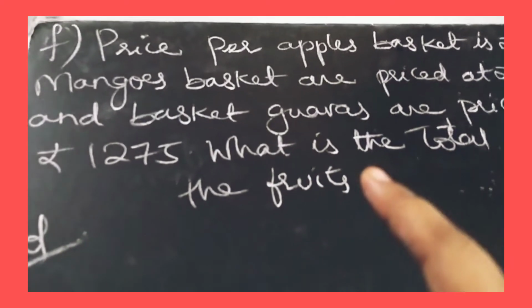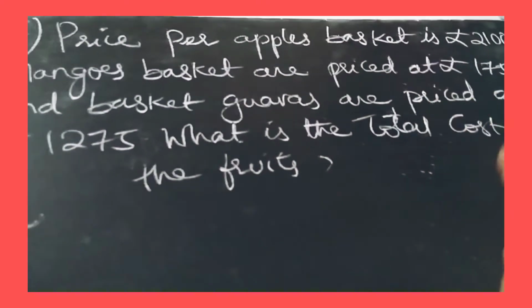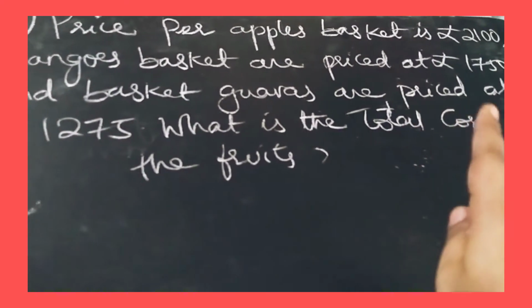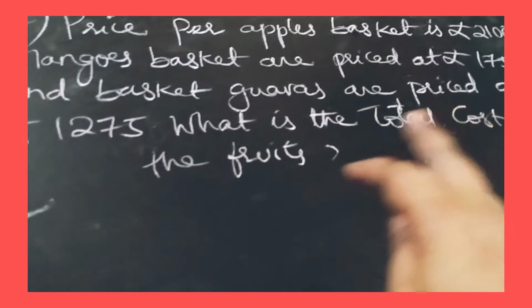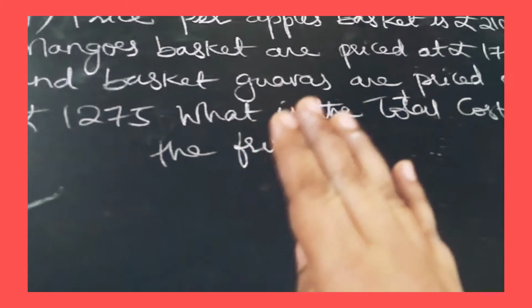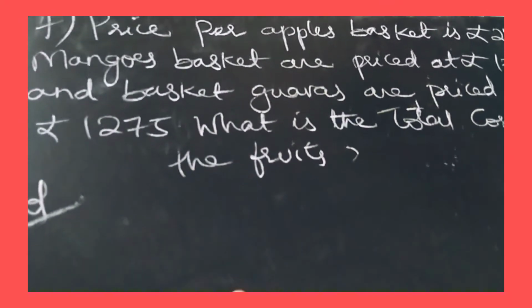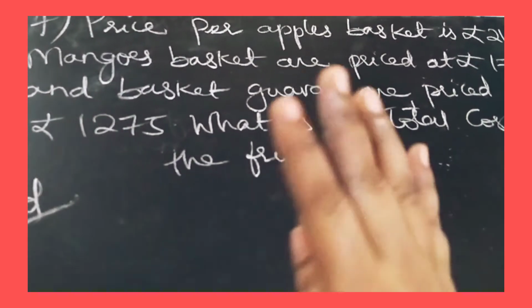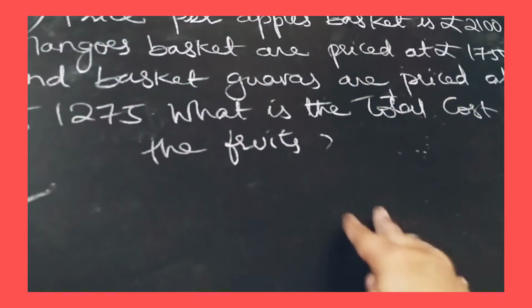So F1: the price per apple basket is rupees 2100, the mango basket price is rupees 1750, and the guava basket is priced at 1275. Okay, so there are three types of baskets: first is the apples, then mangoes, then guavas. So what you have to do here is again addition.